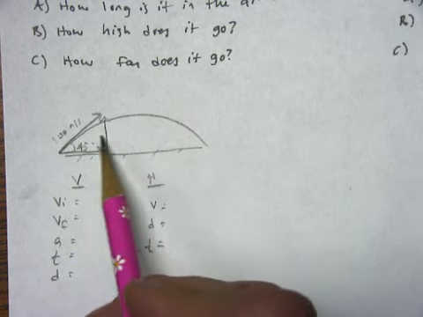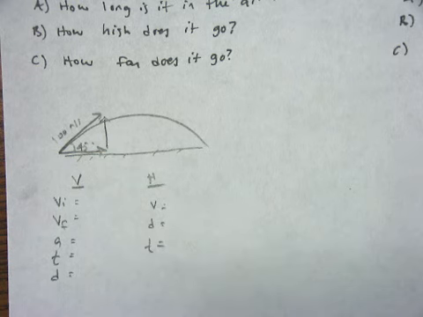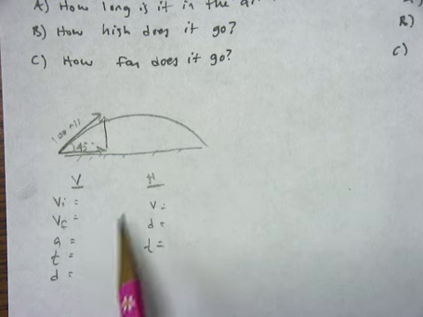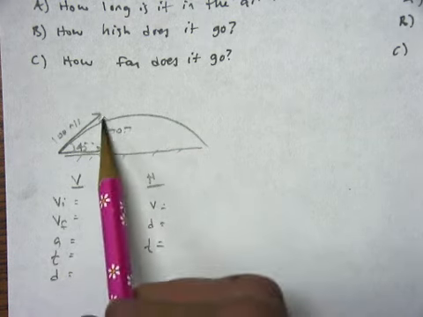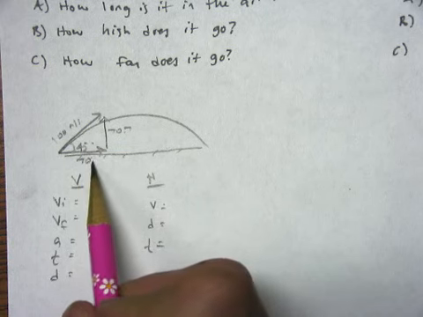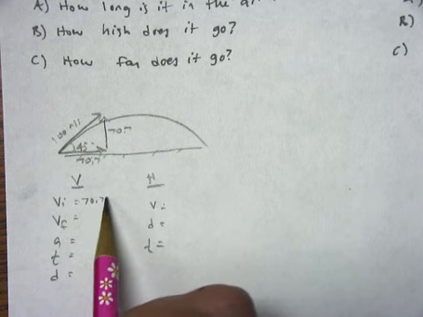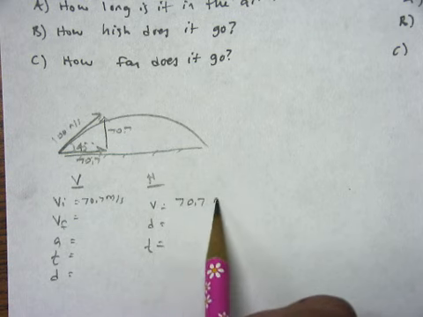So I take 100 times the sine of 45. And you have to make sure you're in degree mode, and you get 70.7. And because this is a 45, 45, 90 triangle, this is also going to be 70.7. So the initial velocity is 70.7 meters per second. That's in the vertical direction. In the horizontal, it's also 70.7 meters per second.